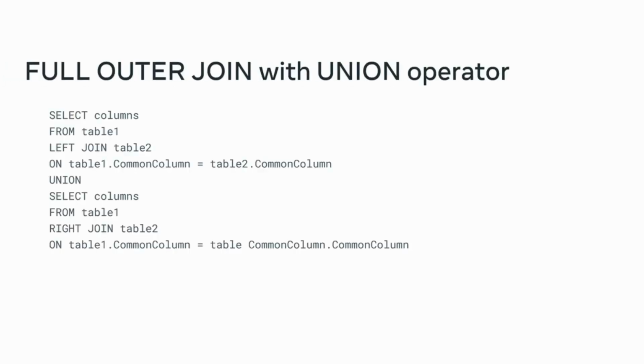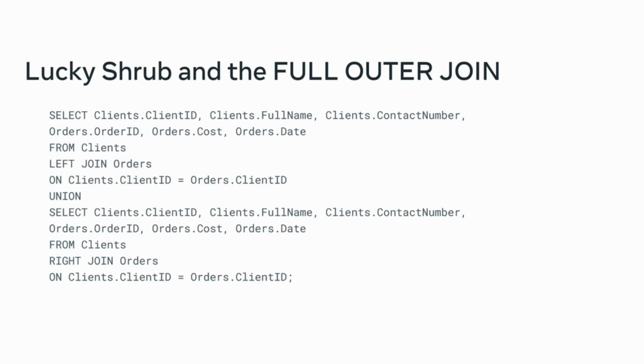To retrieve unique records only, you can use the union operator. The syntax is largely the same. You need to script a right join and a left join statement as before. But this time, place the union operator in between the 2 statements instead of union all. Then, when executed, the statement only returns unique records. For example, Lucky Shrub can use the union operator syntax to return unique records from the clients and orders tables.